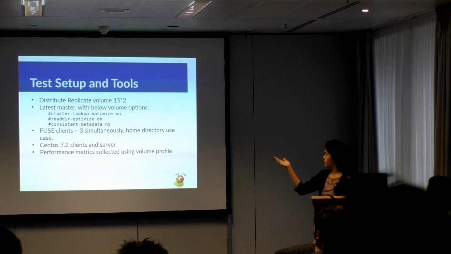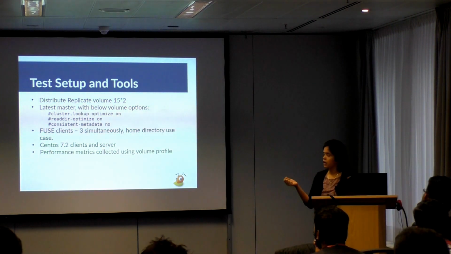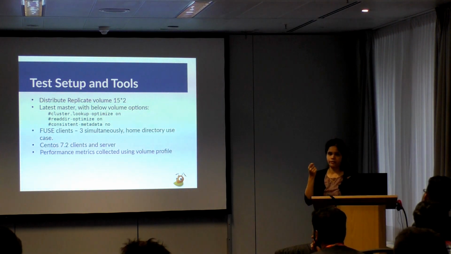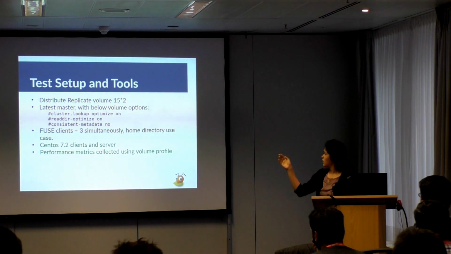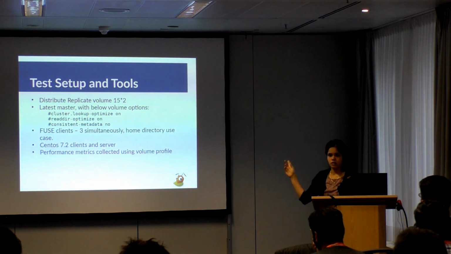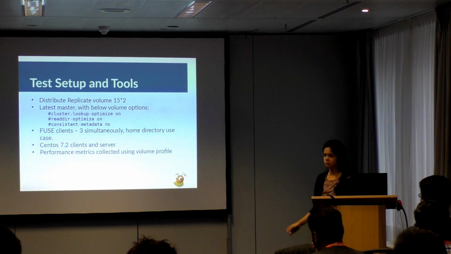The first two are from DHT lookup-optimize. What it does is, if a file is not found on its hash subvolume, the default behavior is to look up on all the other subvolumes. But lookup-optimize on does not do that. If it's not found on the hash subvolume, it's not found. But then it has its own consequences with consistency and things like that.